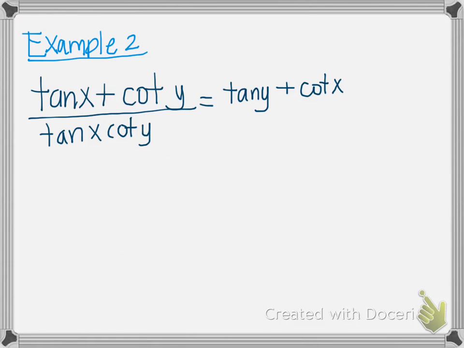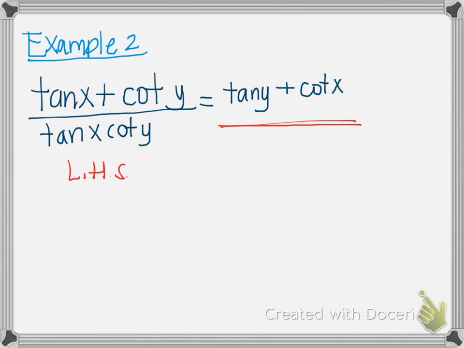Okay, so now we're going to do another example, and then I'll give you the rest of the quiz problems. Here we have to show that tangent x plus cotangent y over tangent x times cotangent y equals tangent y plus cotangent x. Again, you look to see where you're trying to go. If we start with the left-hand side, which we should because it looks more complicated, then we're trying to show tan y plus cotangent x.